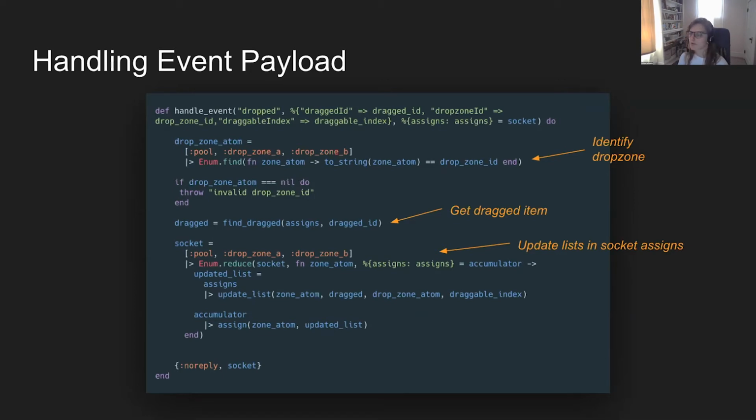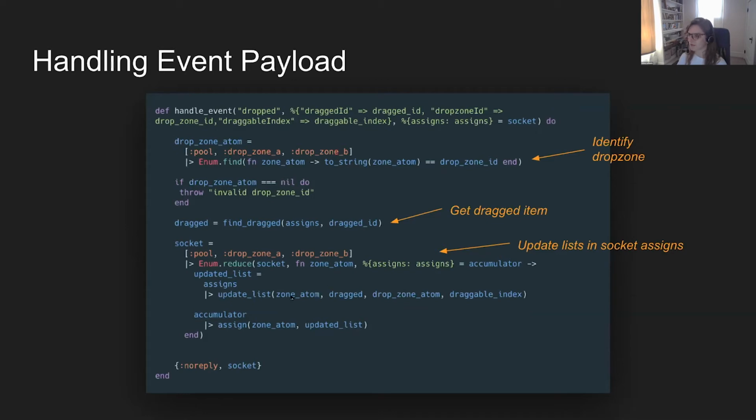And in my blog post, I walk through in more detail exactly how you can update your socket assigns. But just to give you a quick overall view, we will identify the drop zone, like which drop zone it was dropped into. If somehow we get an invalid drop zone, we'll just throw an error. If we make it past the possibility of throwing an error, we'll look for the dragged item based on the dragged ID. And then the last bit is updating our lists in the socket assigns.